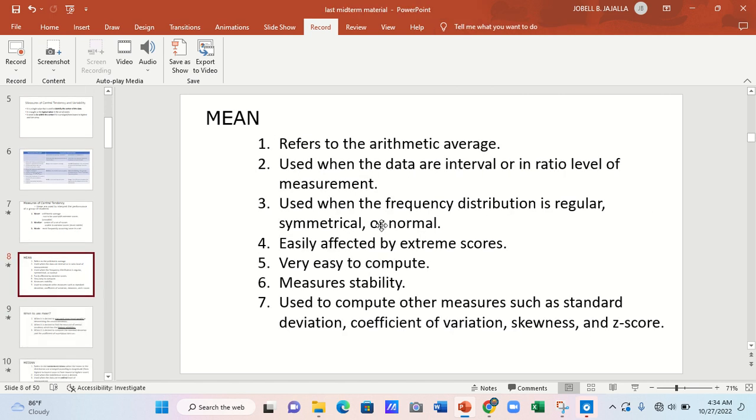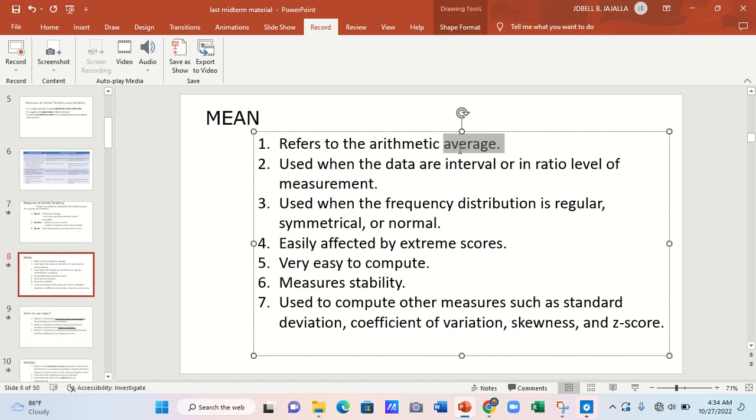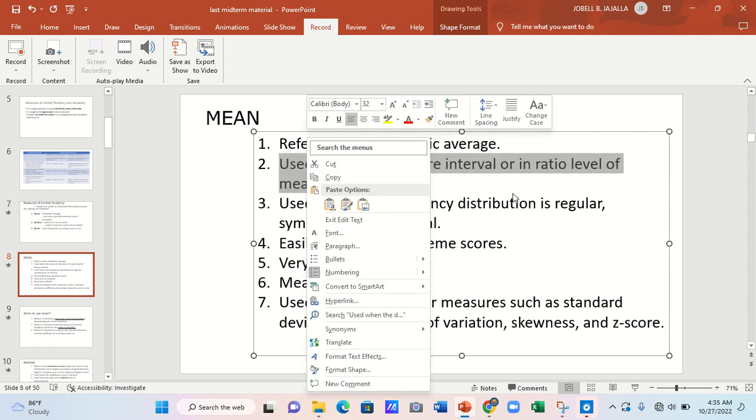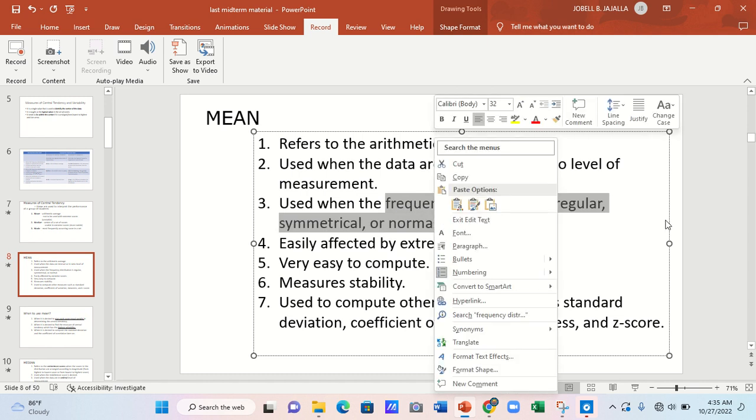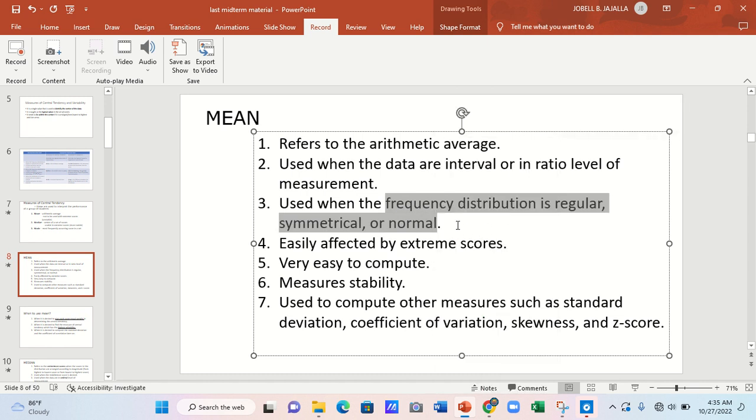So let us start with the mean. The mean only refers to the arithmetic average, and this is used when the data are interval or ratio level. So please familiarize this one, because it might come out in the exam. The mean is used when the frequency distribution is regular, symmetrical, or normal. So if the data has a normal distribution, it is the most ideal to use. The downside of the mean is that it is easily affected by extreme scores.